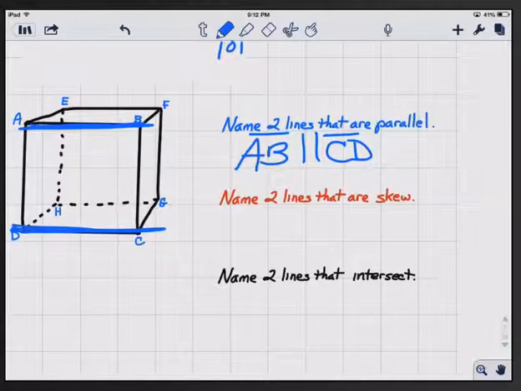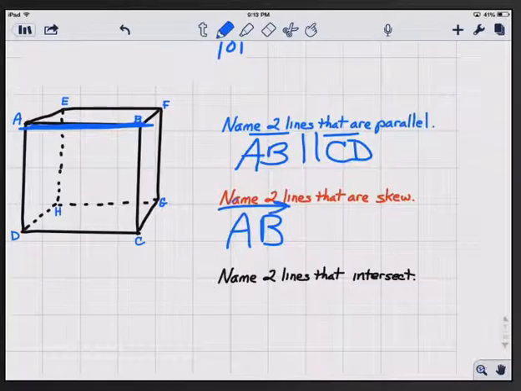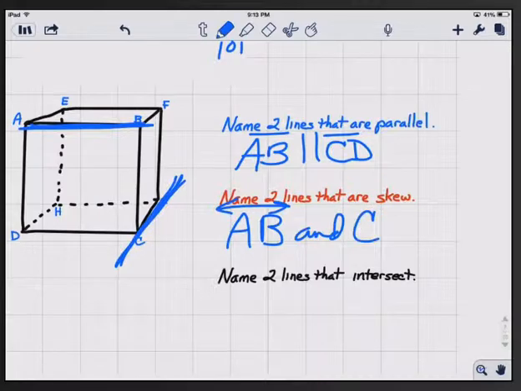Two skew lines. Skew lines are two lines that are non-coplanar. So line AB, which we already have, we might as well start there, and a line such as line CG would be a pair of skew lines. It's impossible for one plane to contain those two lines, so they're never going to intersect, and they're obviously non-coplanar, so they are skew lines by definition.